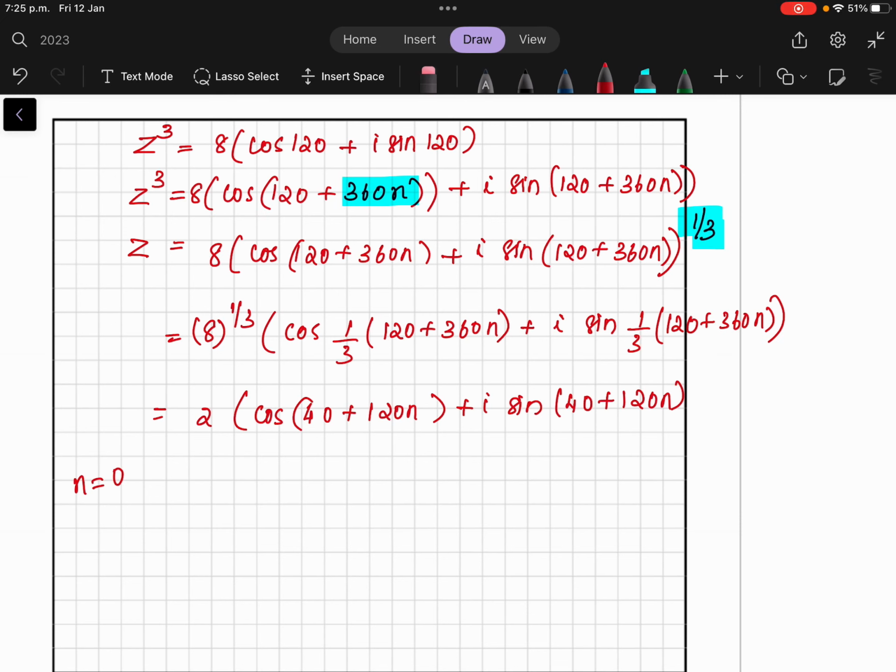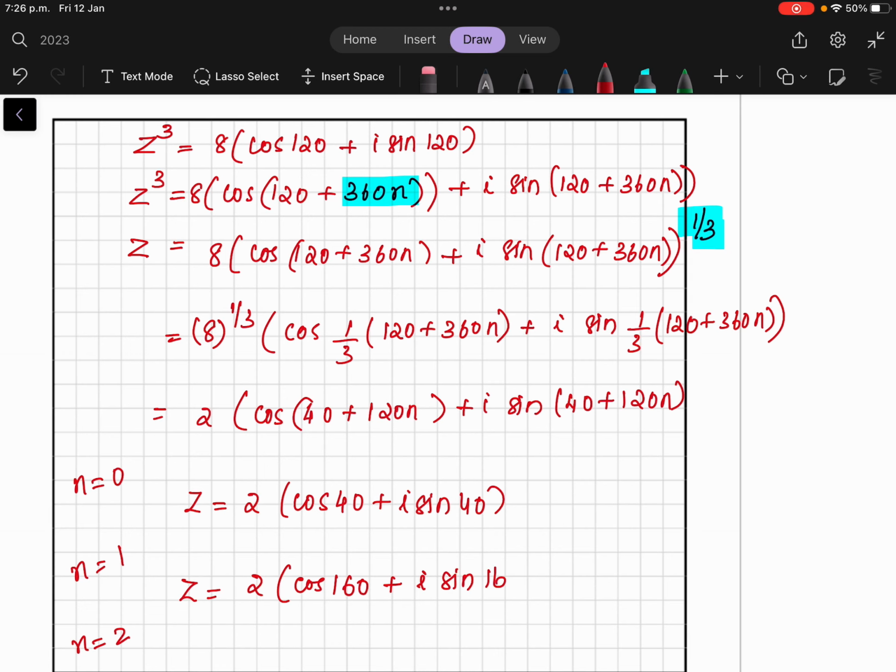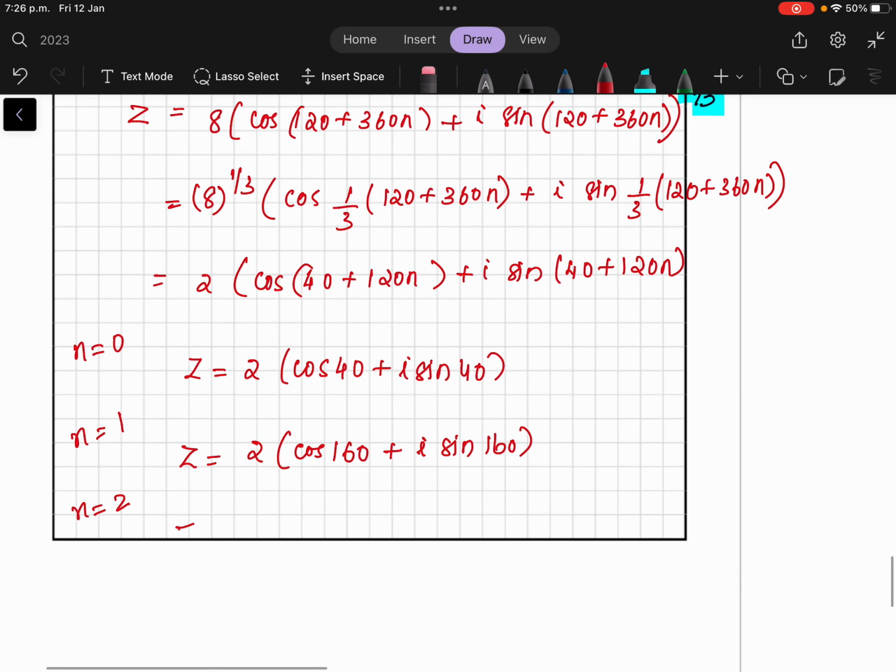Now it's just a matter of putting in the values. There are three roots, so n is equal to 0, n is equal to 1, n is equal to 2. When you put n equal to 0, you will get z equal to 2 cos 40 plus i sin 40. For n equal to 1, you get 2 cos 160 plus i sin 160. For n equal to 2, 2 cos 280 plus i sin 280. And that gives the answer.